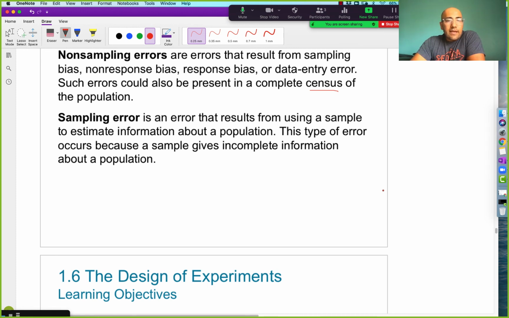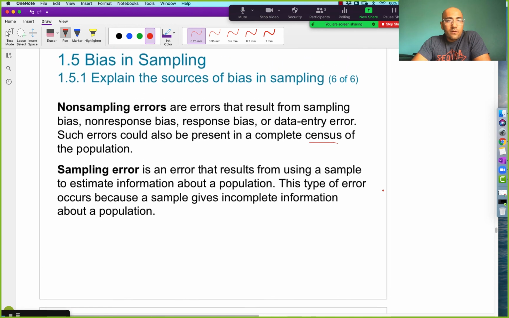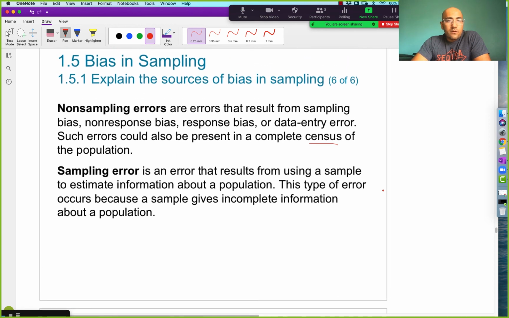Good. Sampling error is an error that results from using a sample to estimate information about a population. This type of error occurs because a sample gives incomplete information about a population. Good. So the sample doesn't do a good job of accurately representing the whole population. Good.